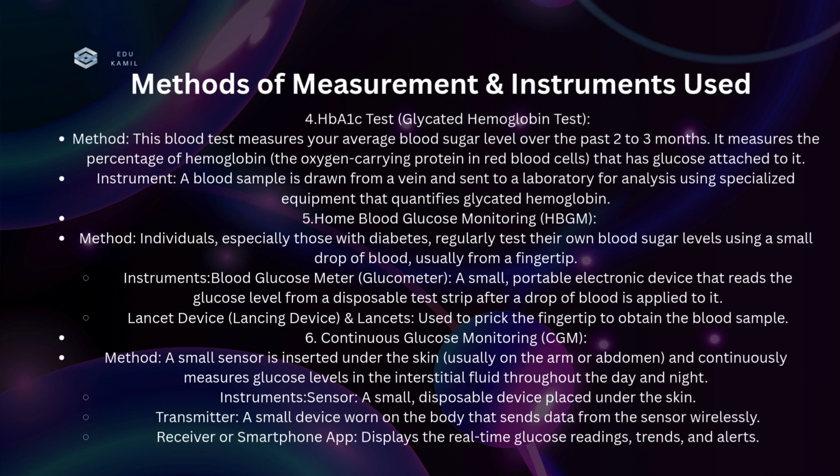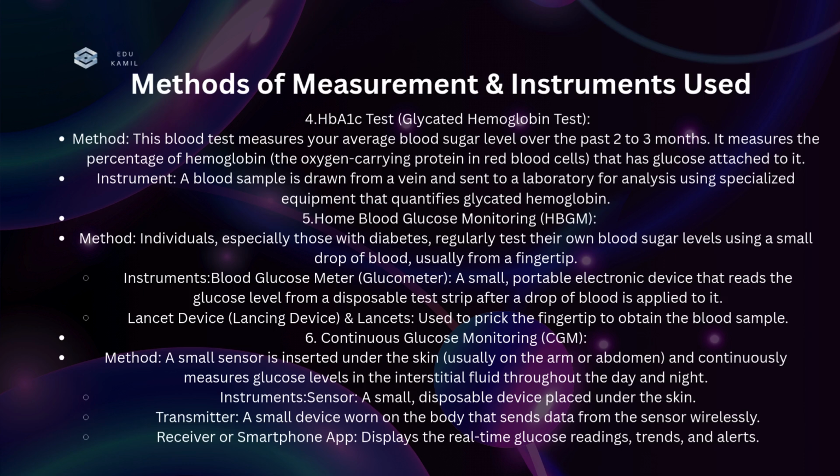4. HbA1c test, glycated hemoglobin test. Method: This blood test measures your average blood sugar level over the past 2 to 3 months. It measures the percentage of hemoglobin, the oxygen-carrying protein in red blood cells, that has glucose attached to it. Instrument: A blood sample is drawn from a vein and sent to a laboratory for analysis using specialized equipment that quantifies glycated hemoglobin.